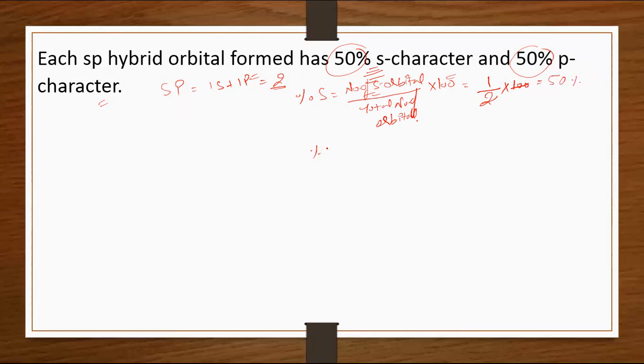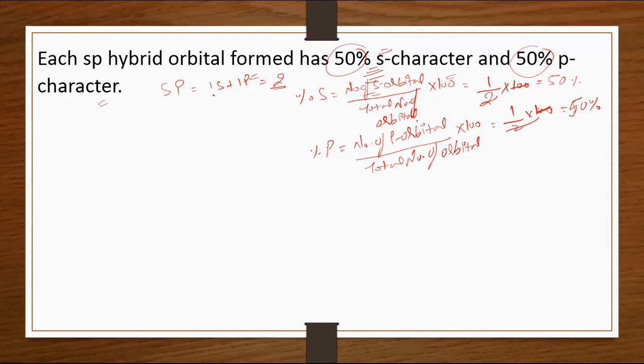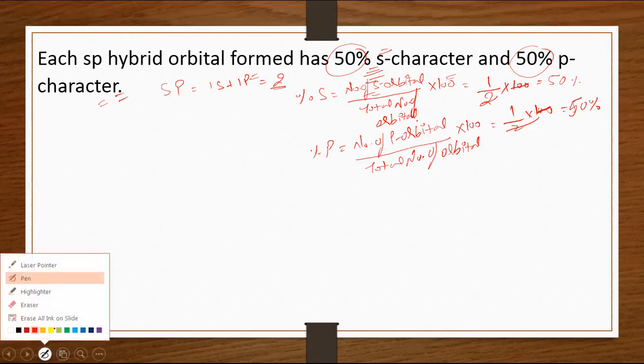Similarly, the percentage of p character is the number of p orbitals upon the total number of orbitals into 100. That is 1 by 2 into 100. The value comes to be 50%. So we observe there is 50% s character and 50% p character in case of sp hybridization.